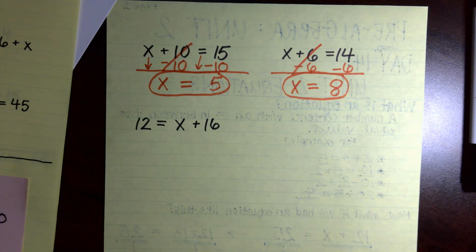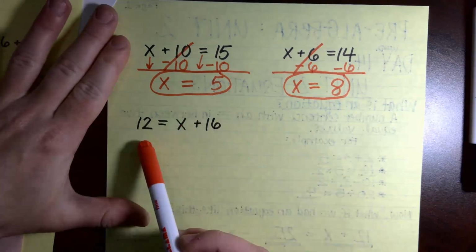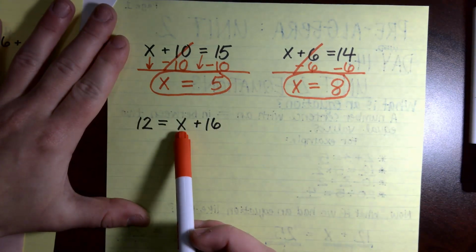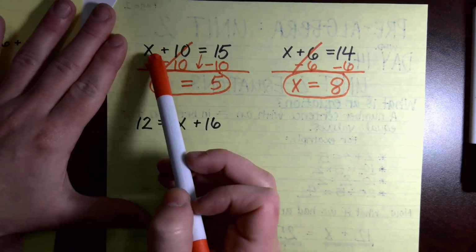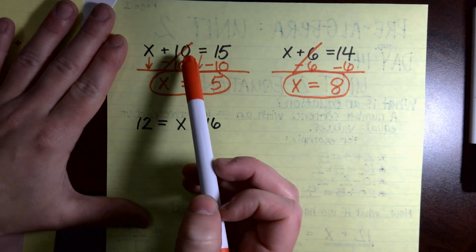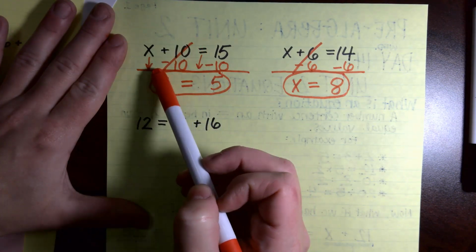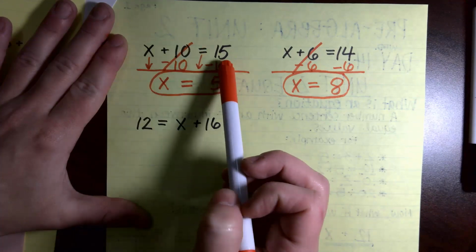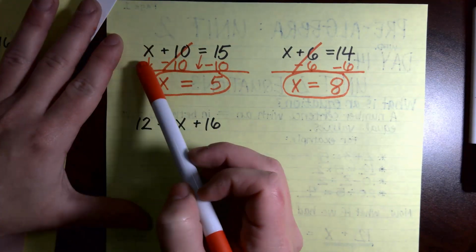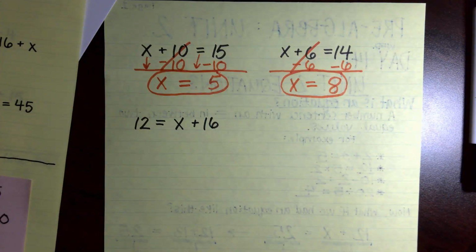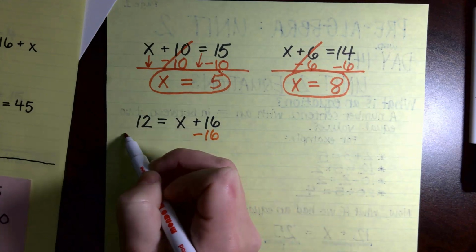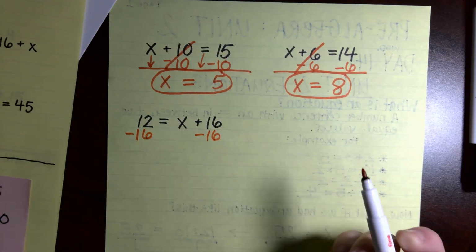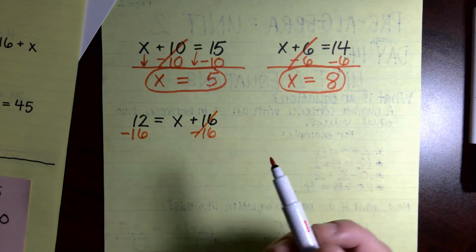What would we need to do here first? Let's see. We're trying to figure out what x is. So we're going to do exactly what we did up here. We have x plus something, and we want to get x by itself. So we are going to subtract whatever that number is from both sides so that all we have left on that side is x. So in this case, we would take minus 16 on both sides. That's going to get rid of our 16s. They'll cancel out.